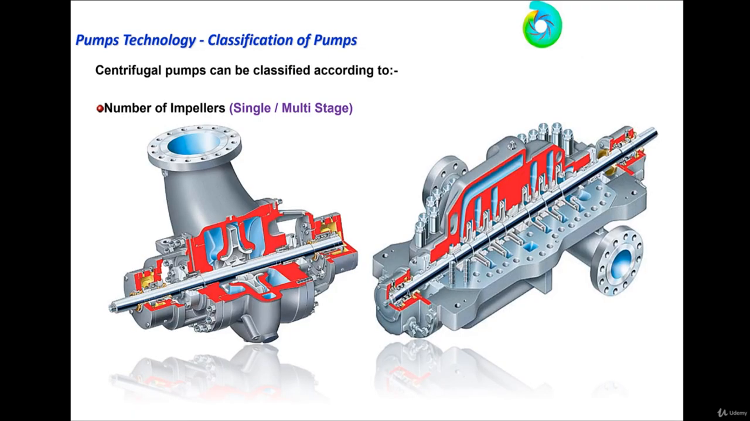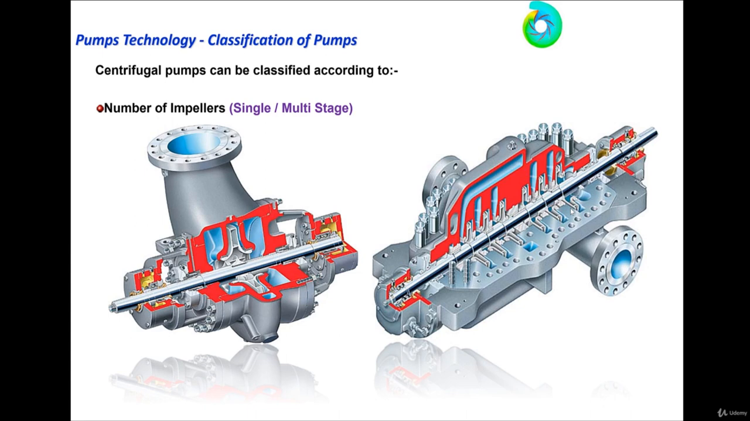Or you can classify the centrifugal pump according to the number of impellers, single stage or multi-stage. Single stage means one impeller stage. Usually one impeller stage can raise the head up to 300 meters. So if you are requesting more head, like 500 or 600, you need more than one impeller: 2 impellers, 3 impellers, 4 impellers. So single stage, single impeller, or multi-stage, multi-impeller, with 1, 2, 3, 4, 6 impellers.